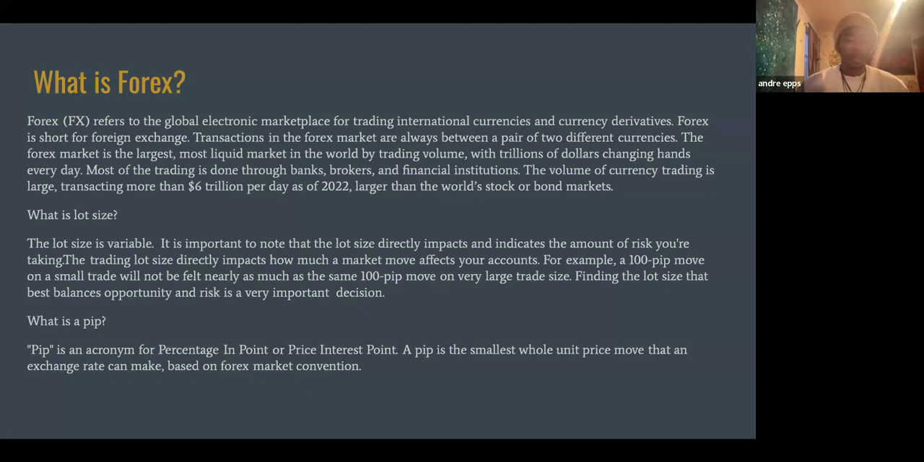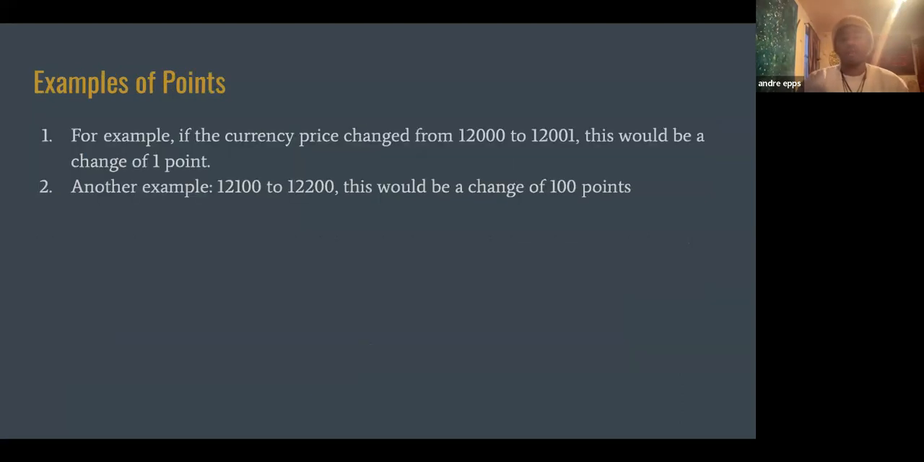What is a PIP? A PIP is an acronym for percentage in point or price interest point. A PIP is the smallest whole unit move that an exchange rate can make based on the foreign market convention, right? So I want to correlate this to points because it did give the example of points as well. And we do trade gold, which is XAUUSD. Okay, so for an example, if the currency price changed from 12,000 to 12,001, that would be a change of 1 point. Another example is 12,100 to 12,200. This would be a change of 100 points. Okay.